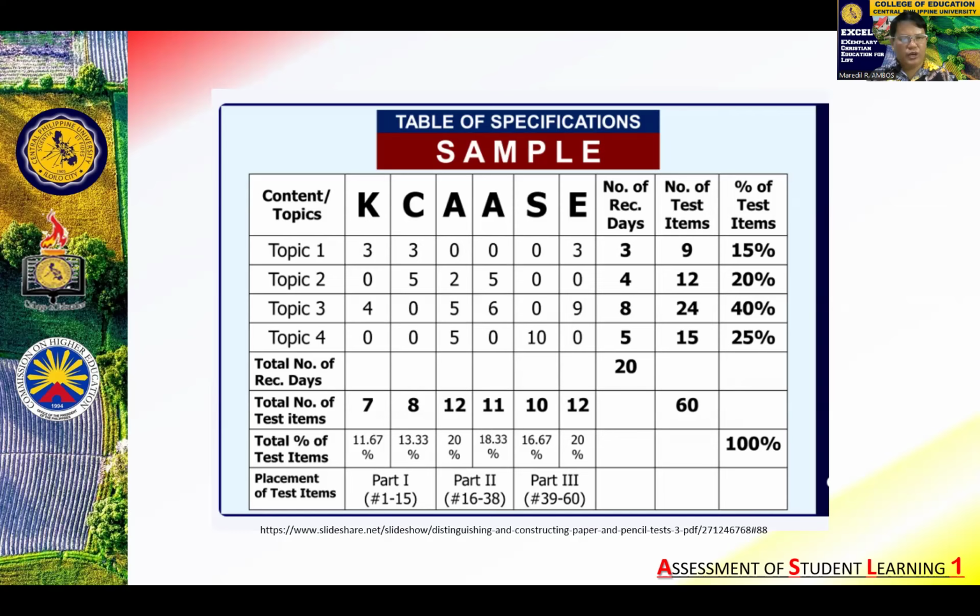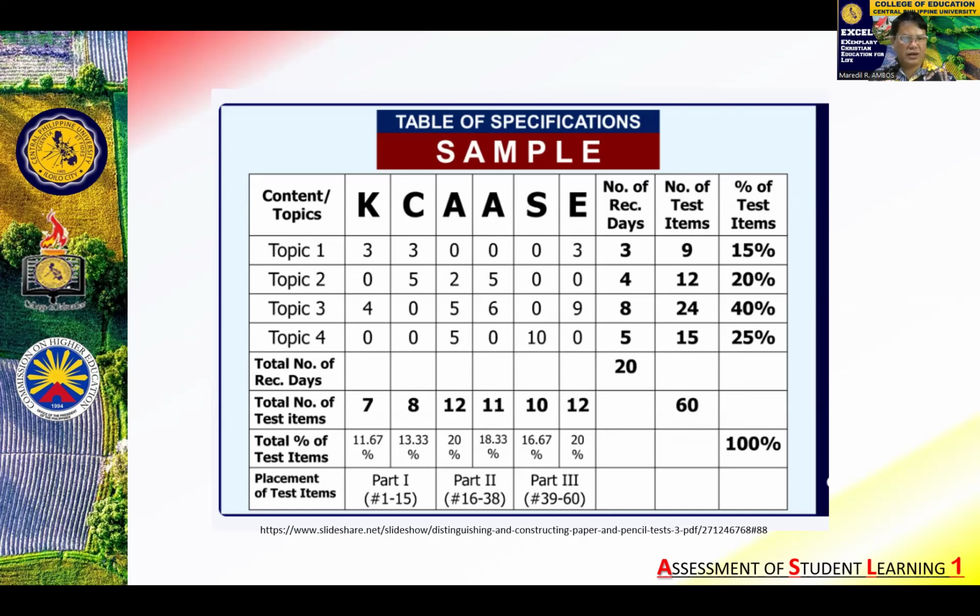So that's it. For topic 2, there are no questions for knowledge, but there are 5 questions for comprehension, 2 for the application, and 5 for analysis, for a total of 12. For topic 3, you have 4 for knowledge, 5 for application, 6 for analysis, and for evaluation there are 9, so the total is 24. For topic 4, for the application you have 5 questions, and for synthesis, you have 10, so a total of 15. That's it, a total of 15 for topic 4.